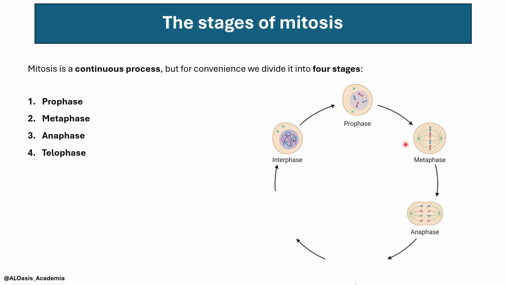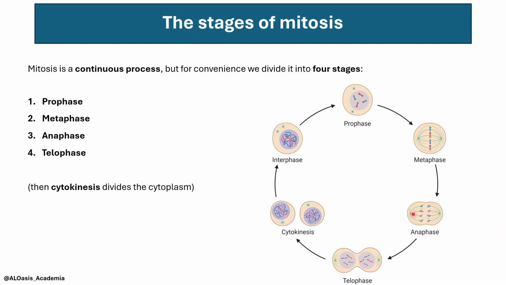The next stage after prophase is metaphase, where chromosomes will be lined up at the middle of the cell. Then you will have anaphase, where the chromosomes, our sister chromatids, will be split into different sides of the cell. And lastly, in telophase, the nucleus will reform, the DNA is split, and the cytoplasm will start splitting. The whole process of dividing the cytoplasm and the cell membrane is called cytokinesis.